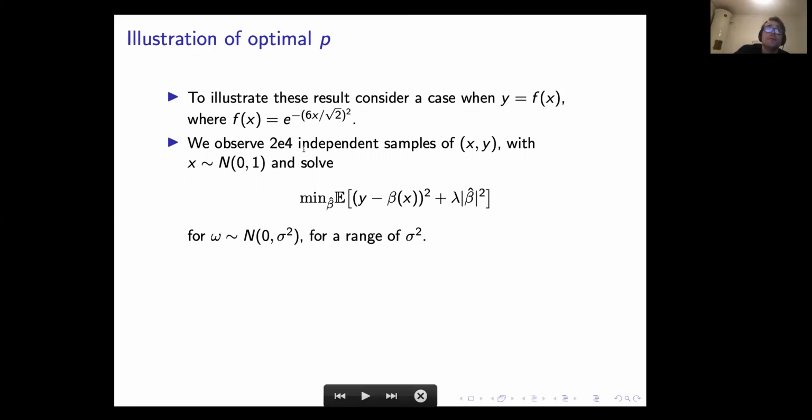We observe 20,000 independent samples of x and y. We assume that x is normally distributed, with no noise. And we're solving this problem, well, we solve this problem where we discretized expected values for a range of omegas.